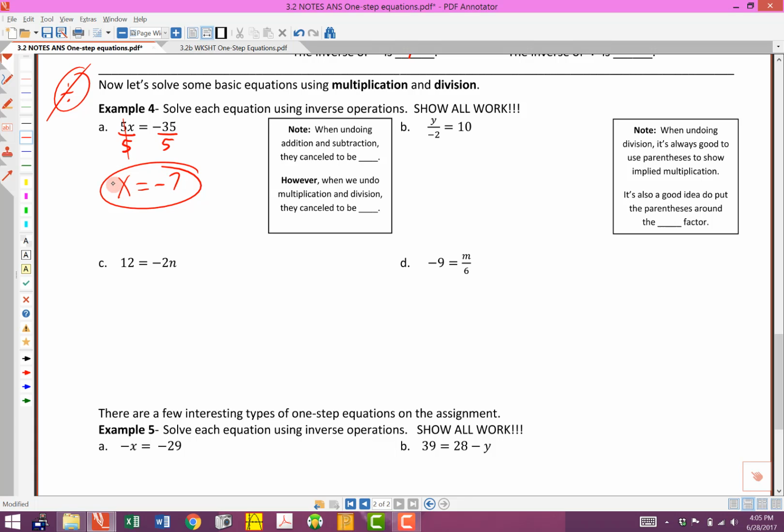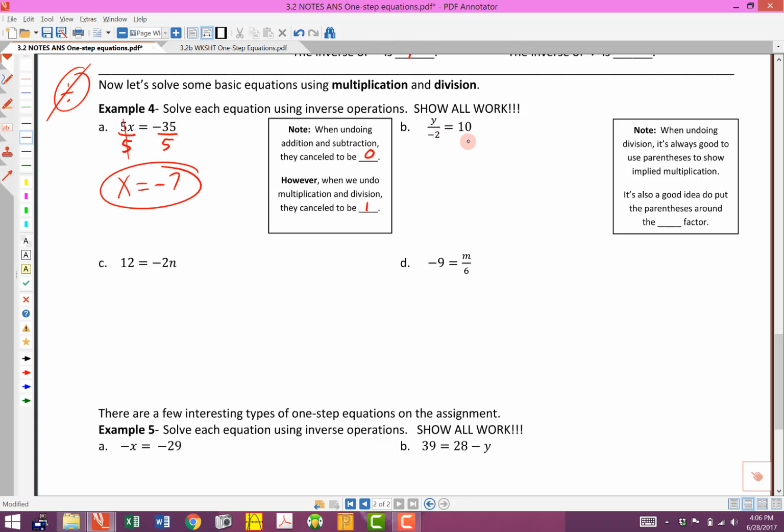And again, take note, there's really an understood 1 in front of this. So these two, 5 divided by 5, cancels to be a 1. So when we're undoing addition and subtraction like we did in the previous video and on the previous assignment, they cancel to be 0. When we're undoing multiplication and division, they cancel to be a 1. And it's important to understand when we say things cancel, how they cancel and what they cancel to be. So we undid multiplying by 5 by dividing by 5. 5 divided by 5 is 1. So we've got our 1x over there, which is what we want.